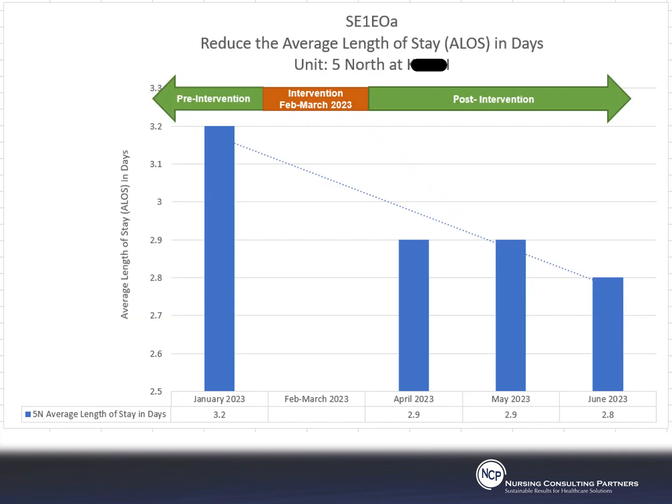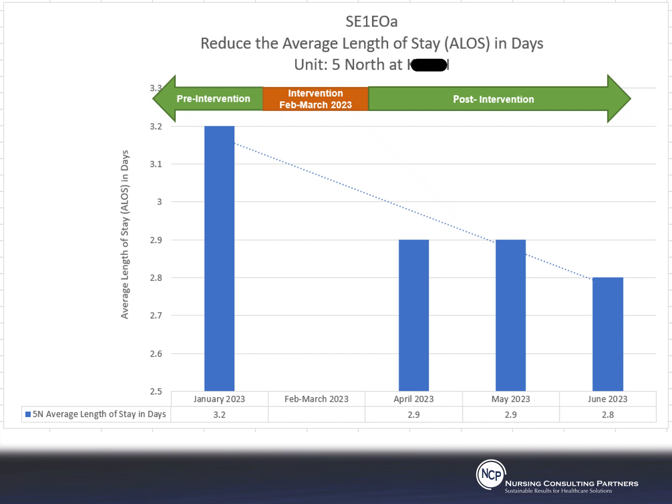So let's take a look at a couple of graphs. This one meets all the requirements, starting with the graph title. You'll see it's SE for structural empowerment, Example 1, it's EO and it's A. There are 2 parts to this one: the measurement is provided and the unit where the data came from. Now let's look at the graph itself. The y-axis is the average length of stay in days. Then across the top, we see the pre-intervention, intervention, and post-intervention clearly marked.